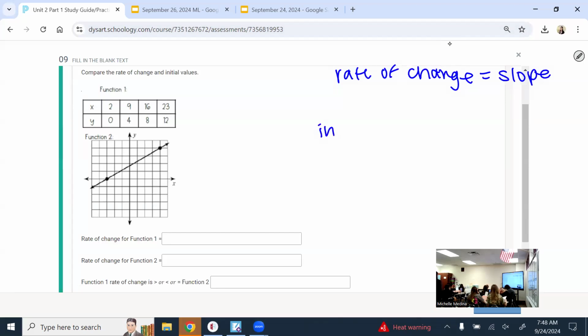And initial values is what on a line? The y-intercept specifically. I know that seems weird because this line goes to the left of the y-intercept as well, but technically, when we're relating it to the real world, there's always an initial value of something, and that's your y-intercept. So we're comparing the slopes and y-intercepts when one is a table and one is a graph. The graph is probably what you're more familiar with.